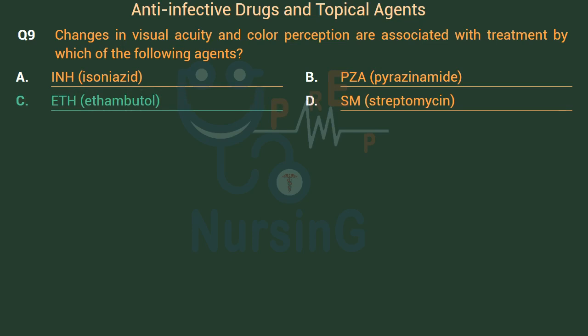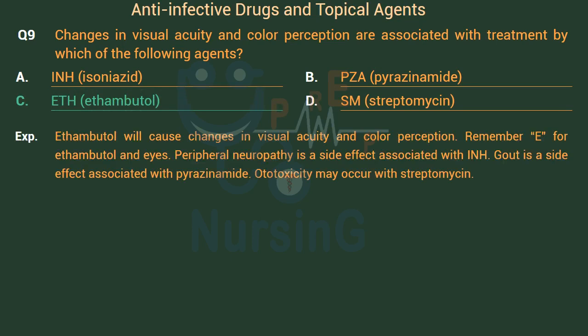ETH, ethambutol. Ethambutol will cause changes in visual acuity and color perception. Remember E for ethambutol and eyes. Peripheral neuropathy is a side effect associated with INH. Gout is a side effect associated with pyrazinamide. Ototoxicity may occur with streptomycin.